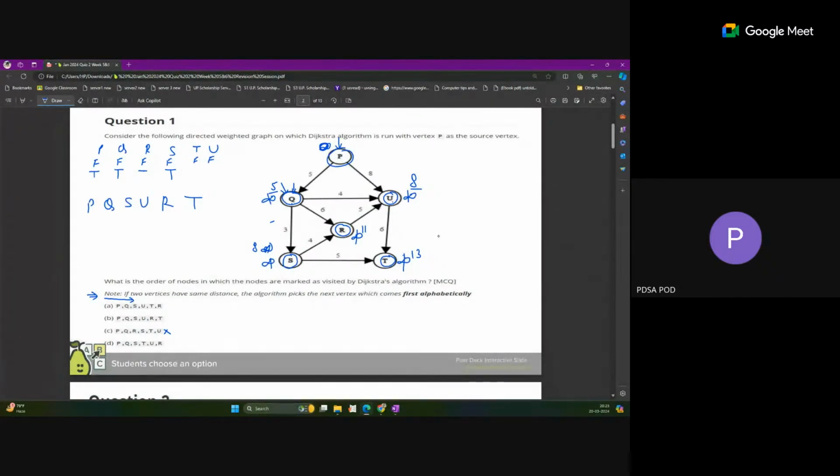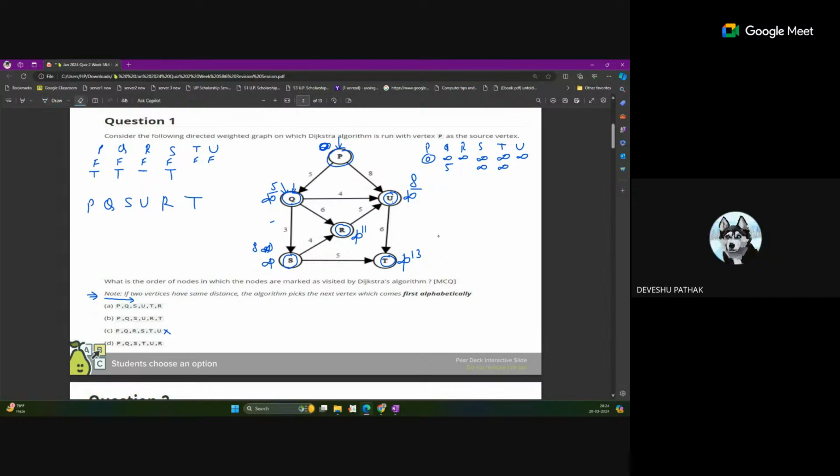I am also mentioning another table which we also maintain. That is P, Q, R, S, T, U. Initially P is 0, all others are infinite. When we visited P, we updated Q to 5 and U to 8, and the remaining are infinite. Sorry, U is 8, and this one is infinite. One second.